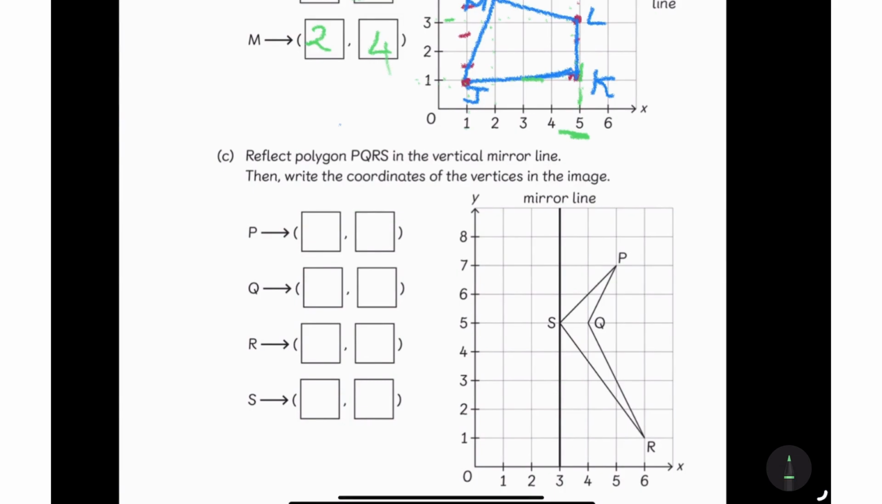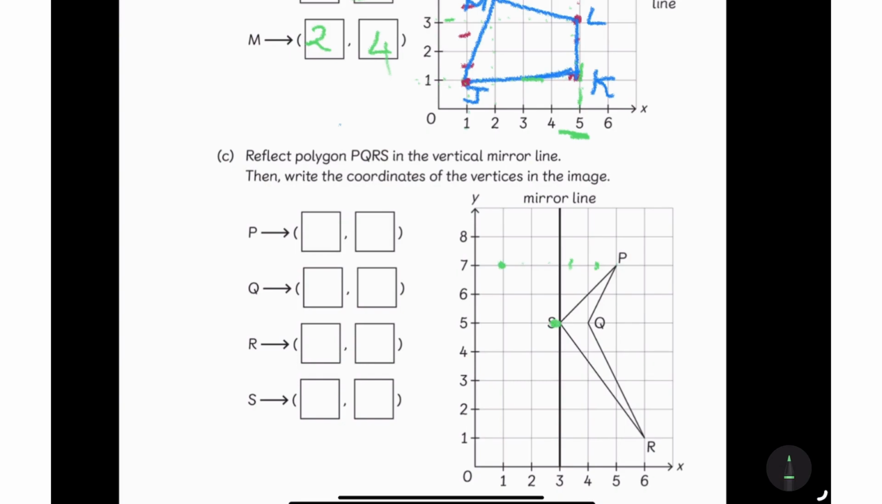It says reflect polygon PQRS in the vertical mirror line. Then write the coordinates of the vertices of the image. So same thing we have to do. We will start counting, but this time it is a vertical mirror line. So let's start with point P. It is 1 and 2 units away from the mirror line. So in a similar way, I will also put this 2 units away.